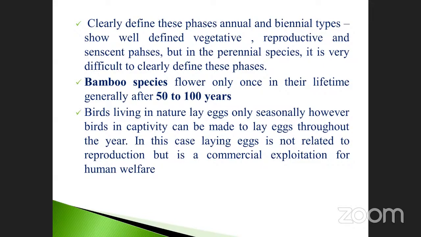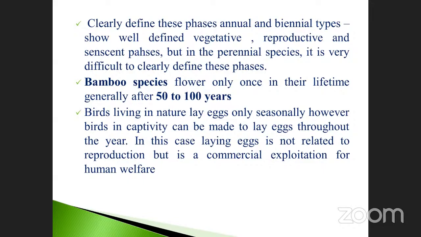Birds living in nature, just to remind you, lay eggs only seasonally. However, birds in captivity can be made to lay eggs throughout the year. Again, an example for commercial purposes: the egg laying capacity.